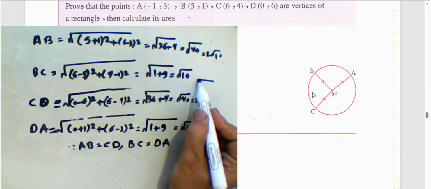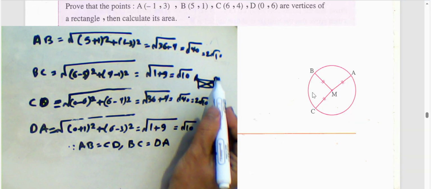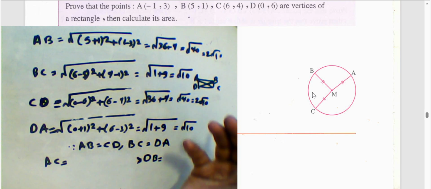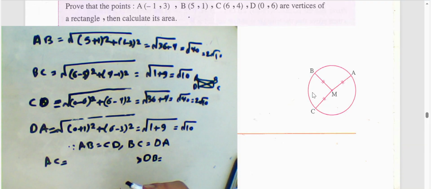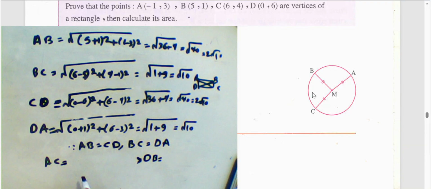Look here, this rectangle, I will find the length of it. We have ABCD. Now I will find the length of AC and also the length of DB. If they are equivalent, then the parallelogram converts to a rectangle, because a rectangle is a parallelogram whose two diagonals are equal in length.